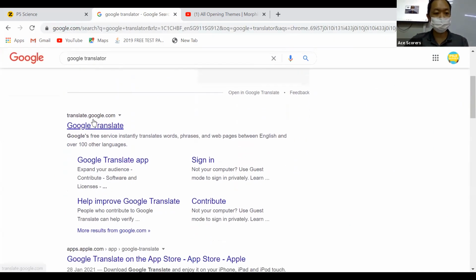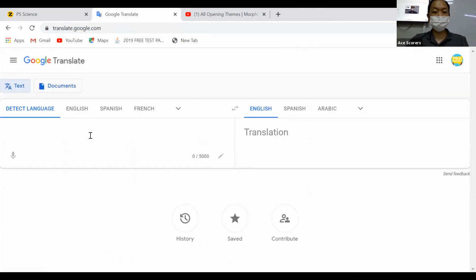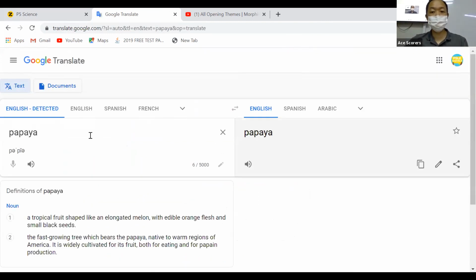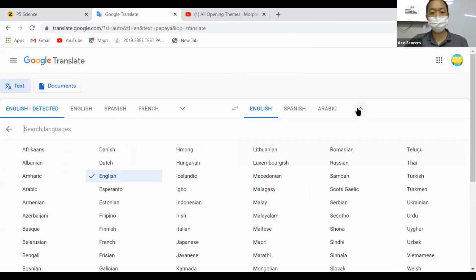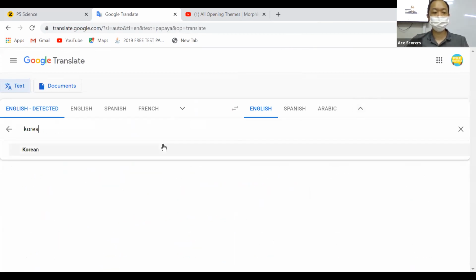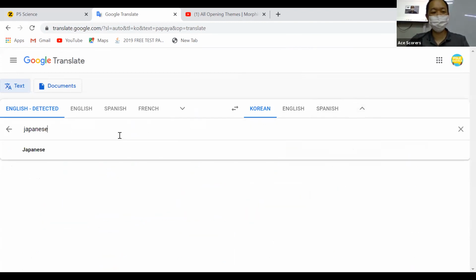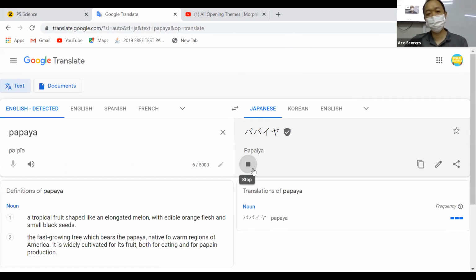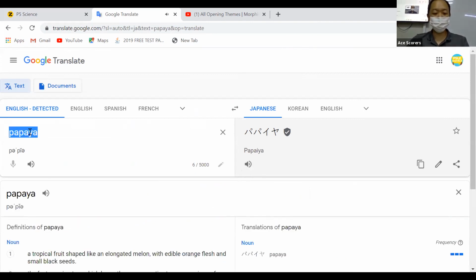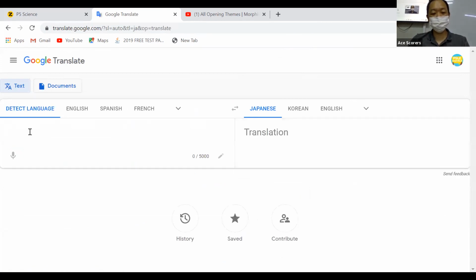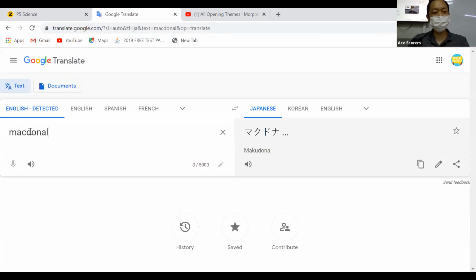Wait, how do we do that? Do this. Papaya. Do what? Korean. Was it Korean or Japanese that did? Japanese. Papaya. Try Japanese. Yeah, it's Japanese. Papaya. Big Mac. Take Big Mac. McDonald's Big Mac. Wait, did I do this with you? Yeah. No, in the math class.